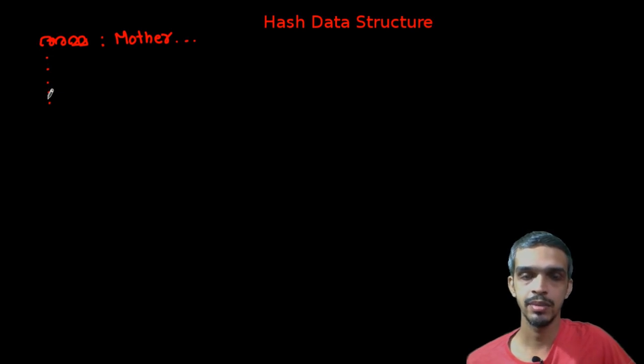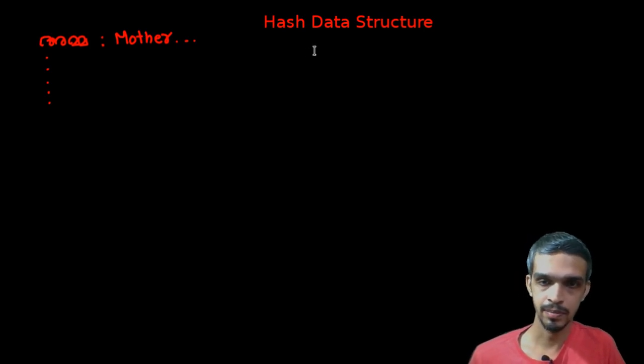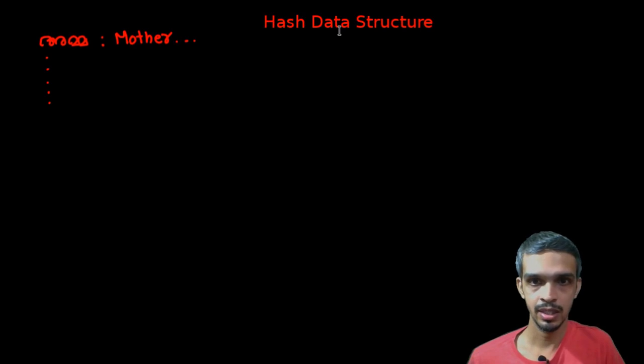So this describes a dictionary where the data is stored as key value pairs. In this case, the key is the Malayalam word and the corresponding value is the English description. So for tasks like this, a hash data structure is helpful. A hash data structure is an efficient way of implementing dictionaries.